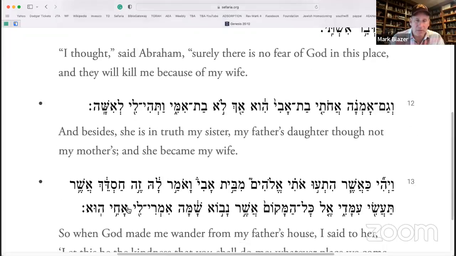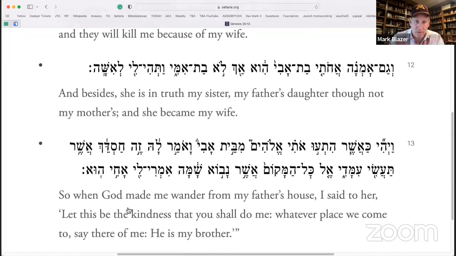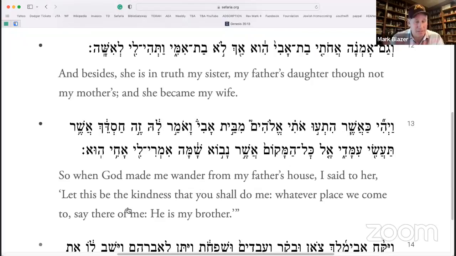And then we get this line, which we have not had before. And besides, she is in truth my sister, my father's daughter, though not my mother's, and she became my wife. So when God made me wander from my father's house, I said to her, let this be the kindness that you shall do to me. Whatever place we come to, say of me, he is my brother. So he didn't really lie. That's one thing that the rabbis say, that the fact is he didn't lie. Right here, we're told that they're brother and sister, half brother and sister.